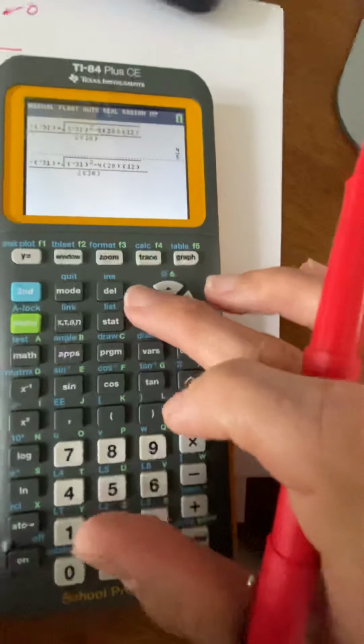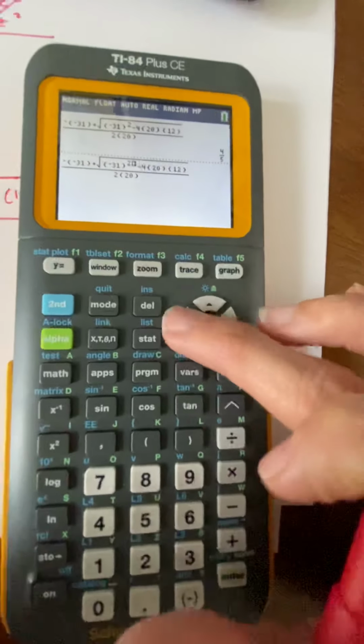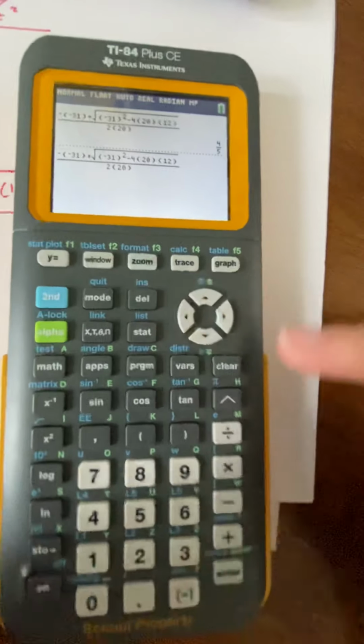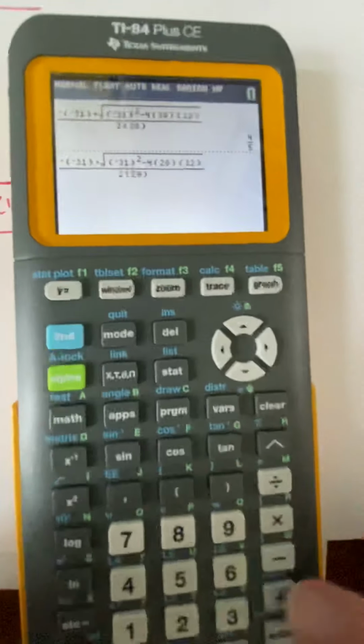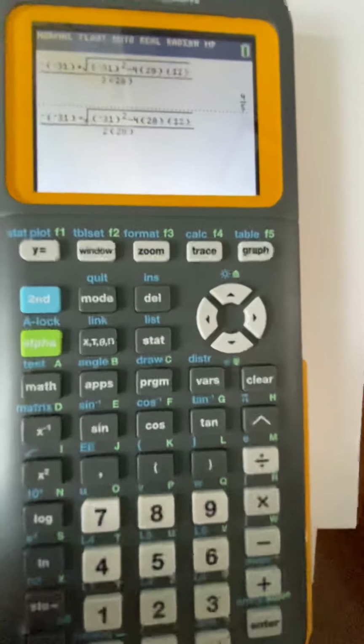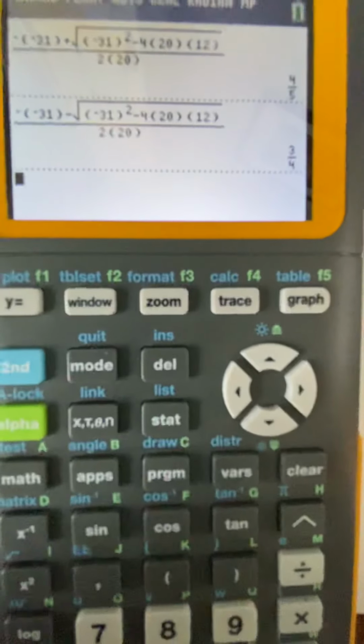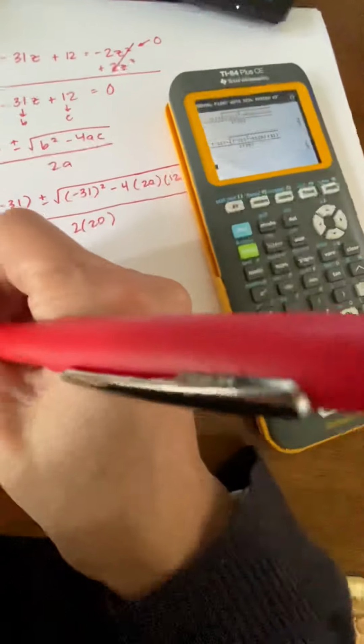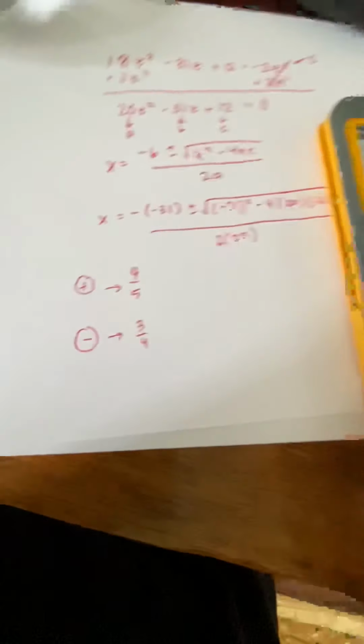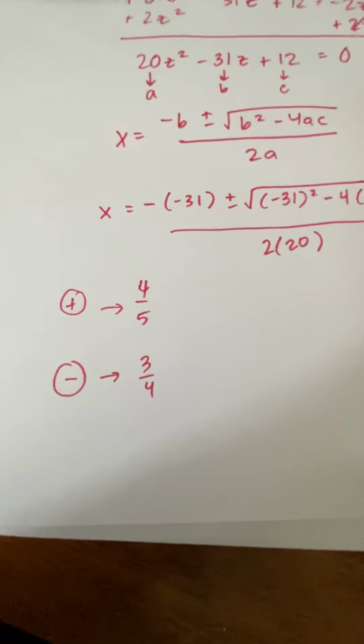So go up to the top of the fraction, arrow all the way over, and right before the square root symbol, change that plus to a minus. Hit enter, and I got 3/4. So when I do the minus version, I get 3/4. So my answers are 4/5 and 3/4. Okay. So then what I do, I go back up here.